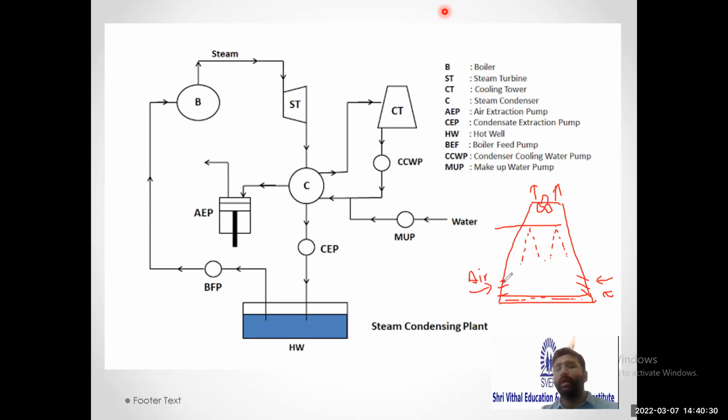But what happens when air is moving in the upward direction? It takes some water moisture with it and there is a reduction in the mass of water. Just as air moving upward carries some particles out with it. So that is why there is a loss in the mass of water. In order to cover that loss, we are using makeup water.